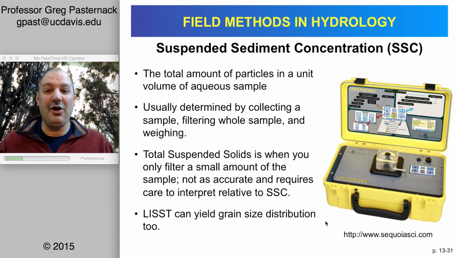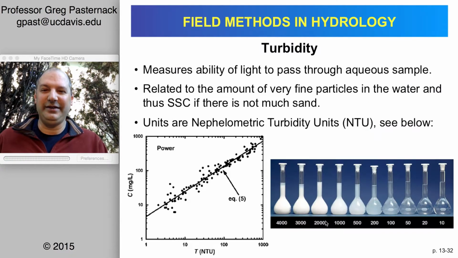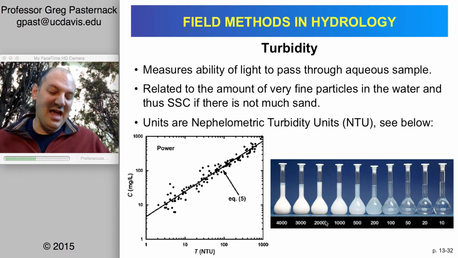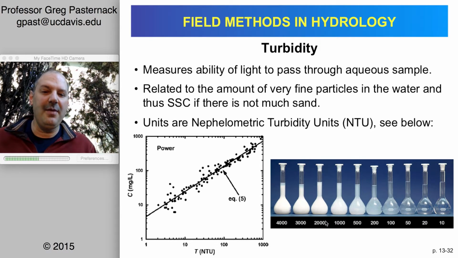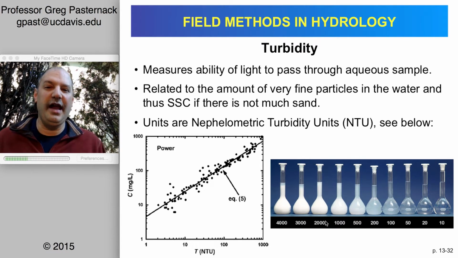So that would be like the gold standard, and I've never had the pleasure of playing with that. So much more commonly, and I should say, that's a very expensive piece of equipment, but so therefore instead, a more common approach is to measure turbidity. Turbidity is a measure of the ability of light to pass through an aqueous sample. Now, it can be influenced by what's dissolved in it.